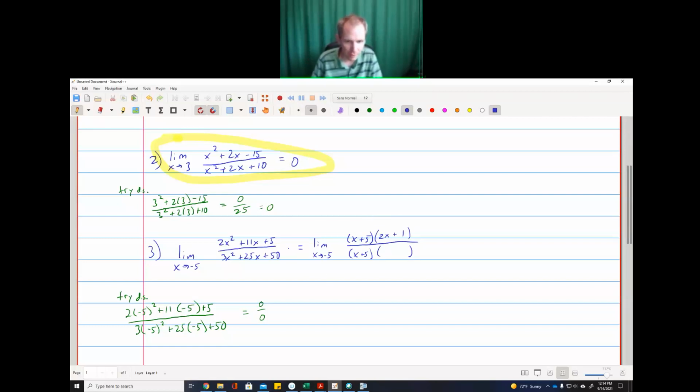In the denominator, to get a 3x squared, I have to multiply x by 3x. To get a 50, I have to multiply a 5 by 10. And once again, we double check, right? So plus 10x plus 15x will give me a positive 25x in the middle, so everything works out. The limit ignores what happens exactly at x plus 5, so I can cancel here. So this is the same as the limit as x approaches negative 5 of 2x plus 1 over 3x plus 10. And now we use direct substitution.